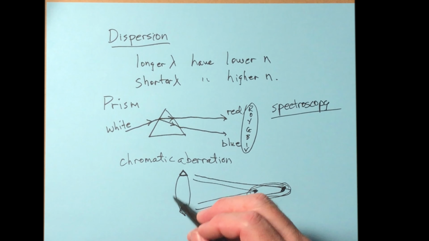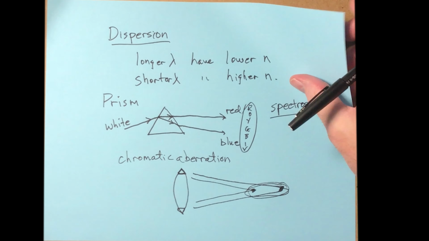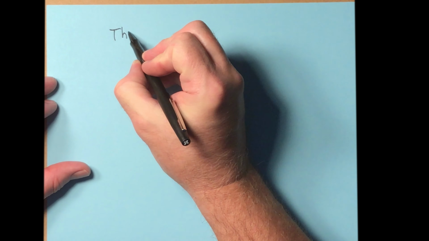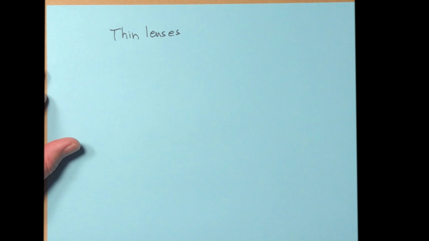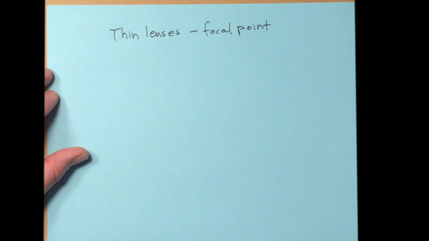So I've kind of given it away here. Refraction is what allows lenses then to focus light. So we're going to spend probably the rest of our time here talking about lenses. Specifically, we're going to talk about thin lenses. Now, thin lenses have a focal point, just like mirrors did.